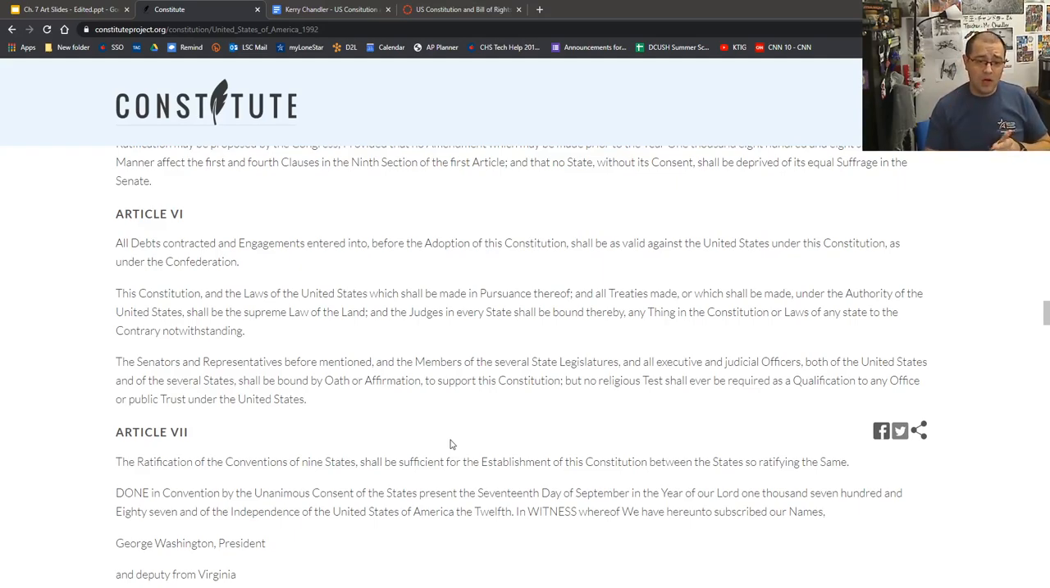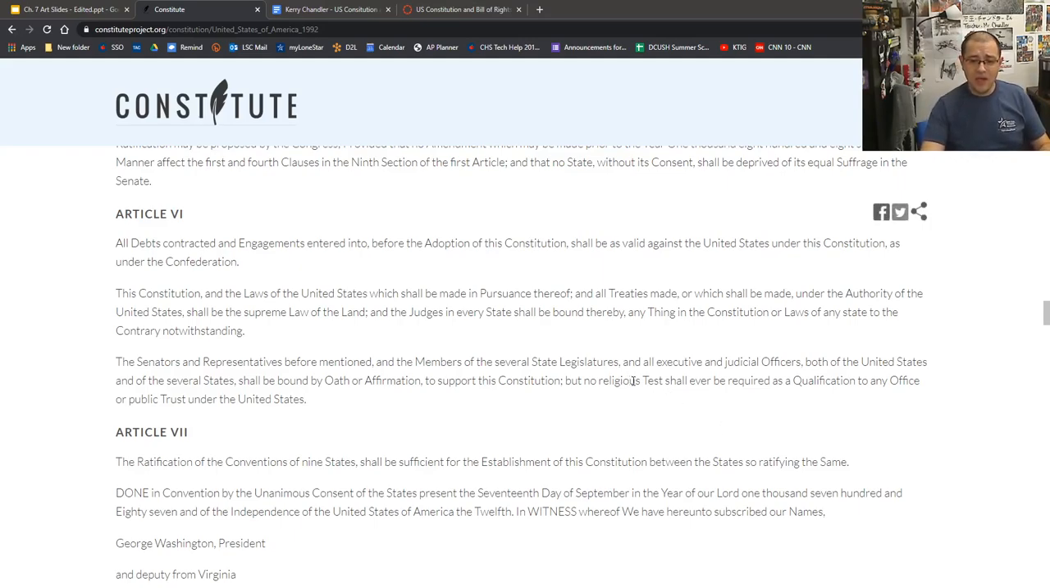Article 6, paragraph 2, is what we call the Supremacy Clause, if you didn't hear that, which is that the Constitution is the supreme law of the land. In other words, the federal government always supersedes the states. Anytime the states and the federal government conflict on an issue that arises under the Constitution, the federal government is above, is supreme. And three, the third thing in there that we have, among other things, is no religious test.